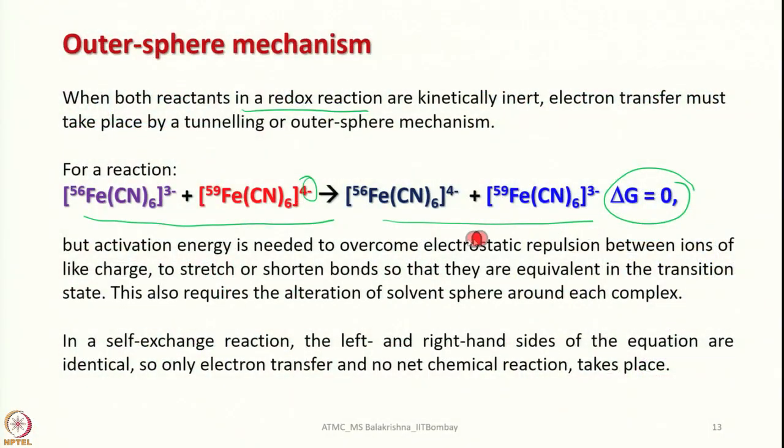So if I assume the metal to ligand bond lengths are very different, in that case what happens before the electron transfer process? Both of them should have an optimum or moderate metal to ligand bond distance, so that they look alike in the transition state, so that the electron can hop from one to the other. For this process activation energy is needed. That means we need to stretch the bond where it is short in the case of a low spin complex, and in the case of a high spin complex we have to shorten the bond.